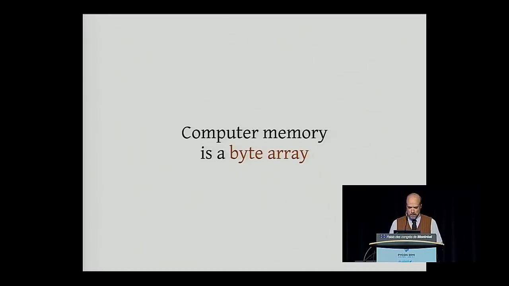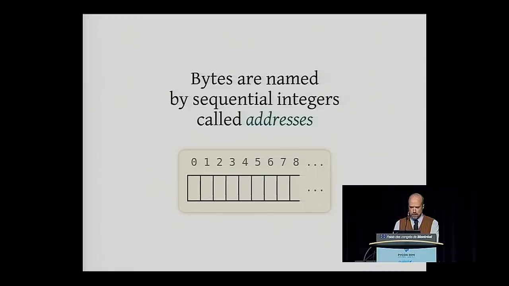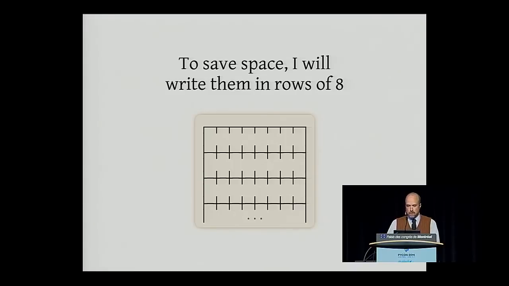Computer memory is an array of bytes, little integers that can have 8 binary digits and hold a value from 0 to 255. Bytes in memory are named by sequential integers called addresses, and your processor in your laptop or tablet asks for byte number 5 and gets it back from memory. To save space, I'll be writing bytes in rows of 8, but they are simply a continuous sequence with no break in the computer's hardware.